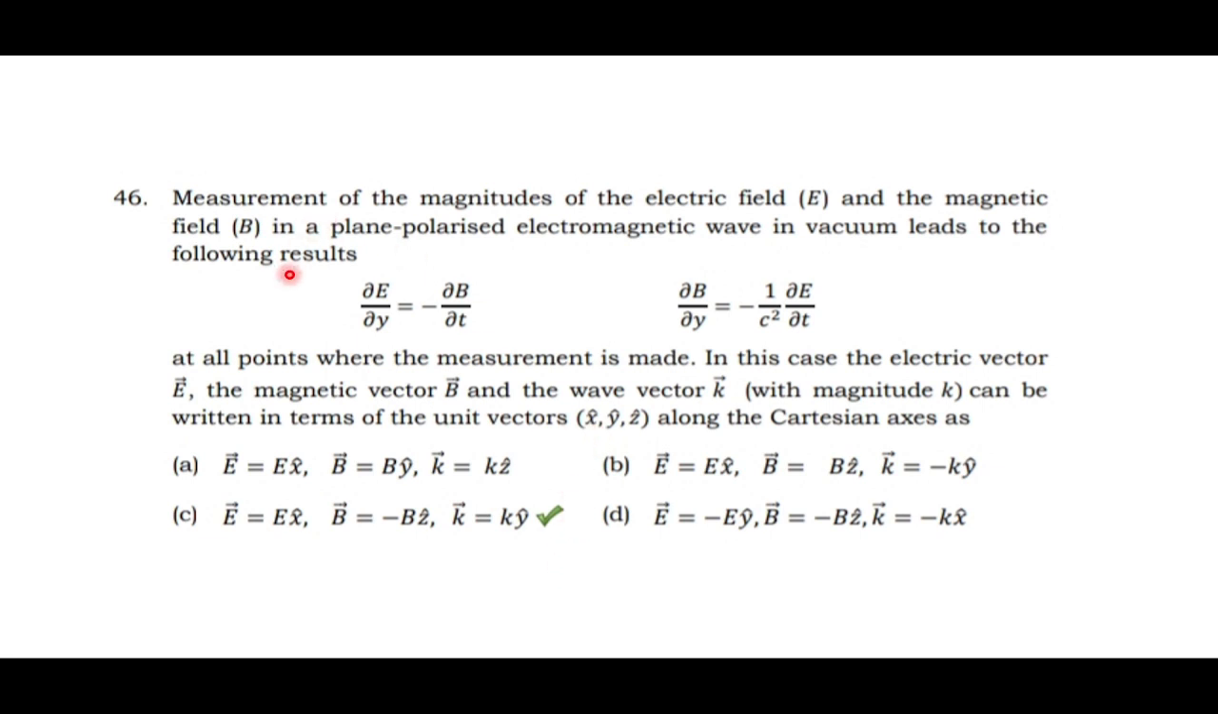This question is giving, for a plane polarized electromagnetic wave, these two equations from Maxwell's equations. Now in this case, the electric field vector E, the magnetic vector B and the wave vector K with magnitude K can be written in terms of the unit vectors x cap, y cap, z cap along the Cartesian axes, as 4 options are given.